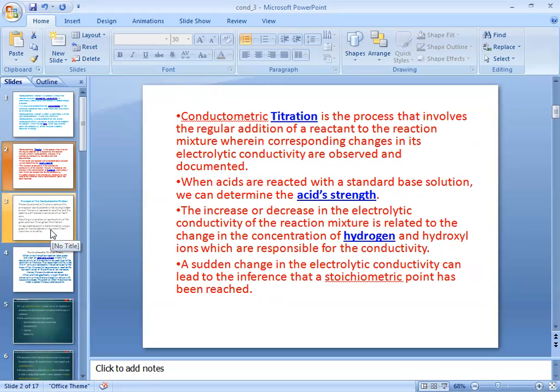The increase or decrease in the electrical conductivity of the reaction mixture is related to the change in the concentration of hydrogen and hydroxyl ions, which are responsible for conductivity. So suppose आपके electrolytic solution में H plus ions हैं, and then you start titration, OH minus ions आप add करेंगे. So ये जो change होगा concentration में, that will be recorded, that will be measured. So that is responsible for conductivity. A sudden change in the electrolytic conductivity can lead to the inference that a stoichiometric point has been reached.